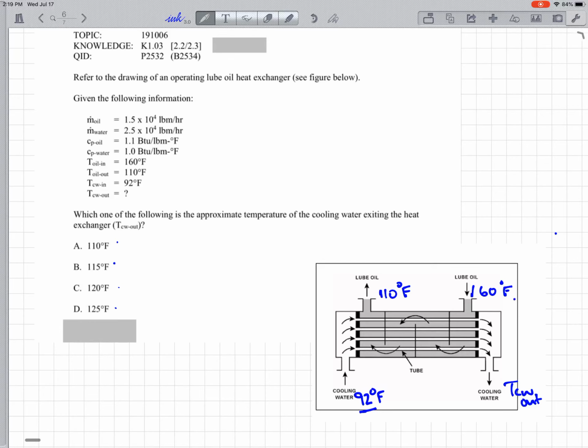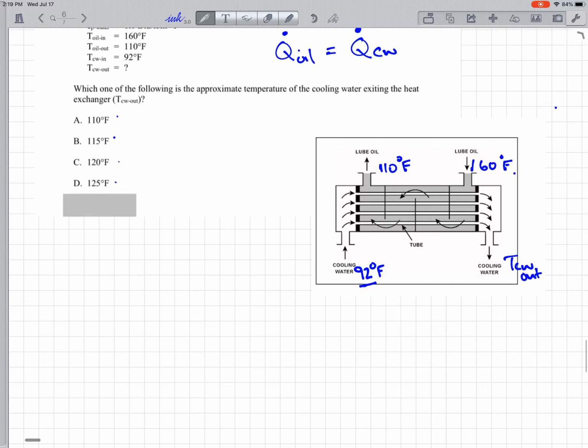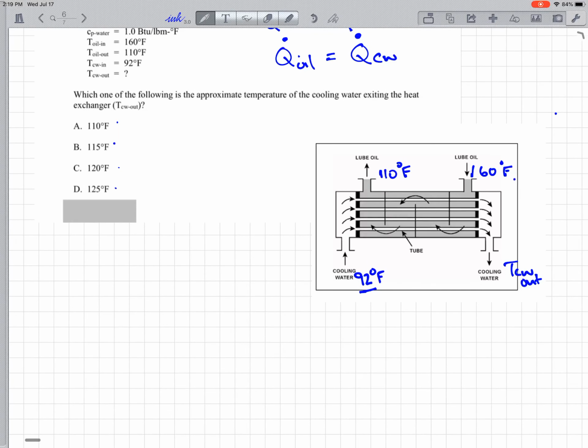I know that from my equation sheet, we're going to use this. Q dot equals mass flow rate, C sub P, T hot side minus T cold side. All right. And I also know that Q dot, the heat transfer rate out of the oil, is going to be equal to the heat transfer going into the circ water. Cooling water, sorry. So that relationship is going to afford me the ability to do this.